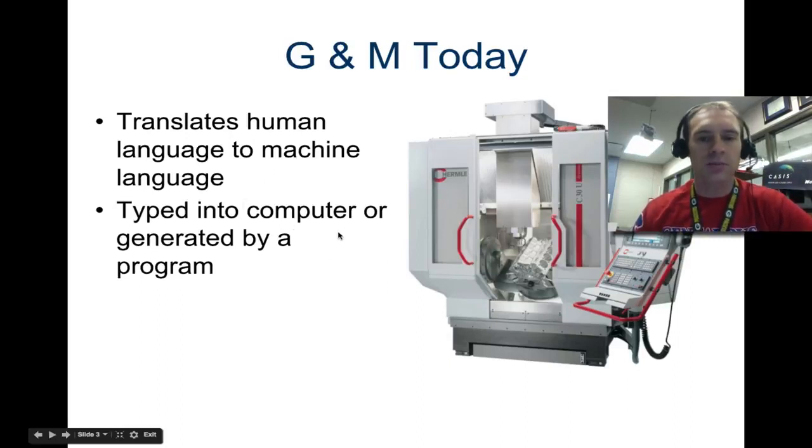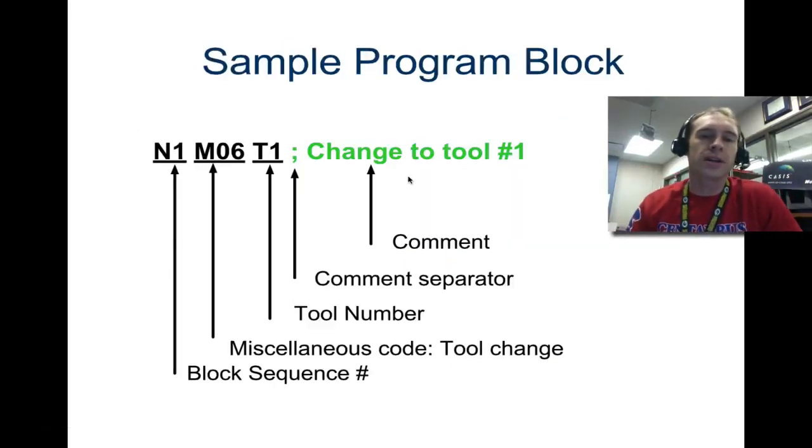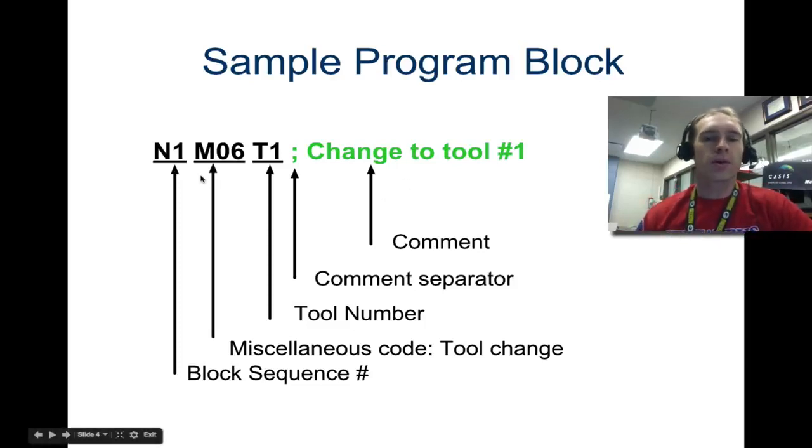So it translates human language to machine language, and you type it into the computer. Again, just general knowledge, don't need to type that down. I'm going to suggest that you don't really add this to your notes because you can review this if you need to. But we're going to go through some sample program blocks. So please make sure you have your G and M code reference sheet open on the side so you can see what some of these things mean. Pause it if you need to try to find them.